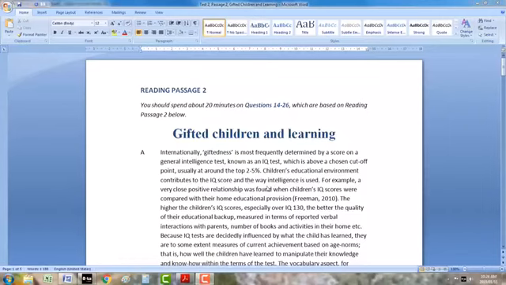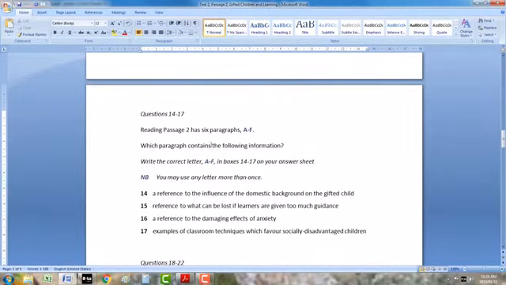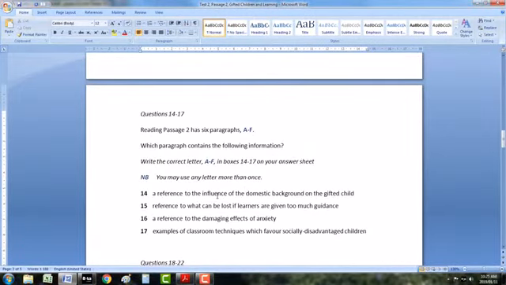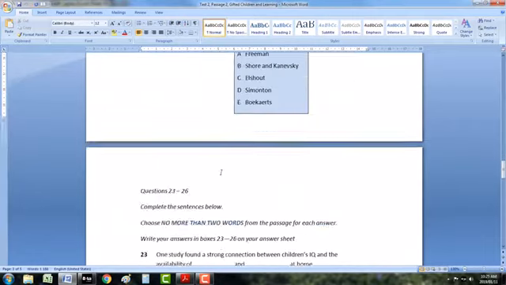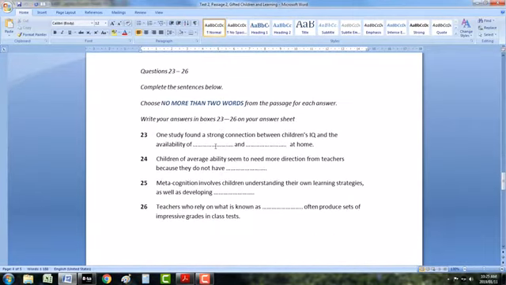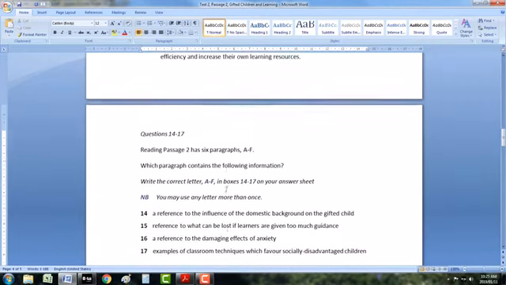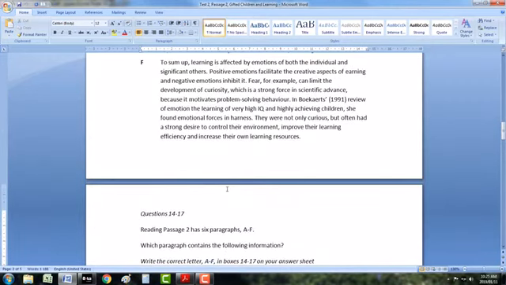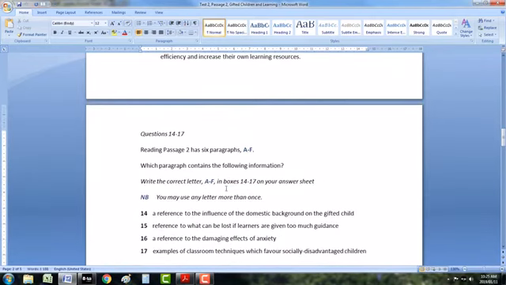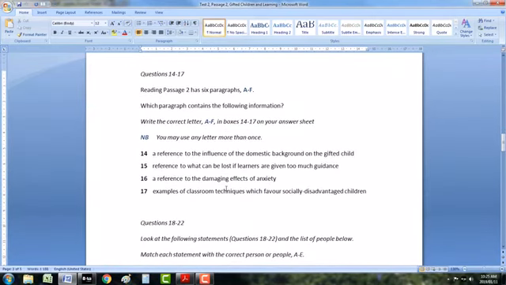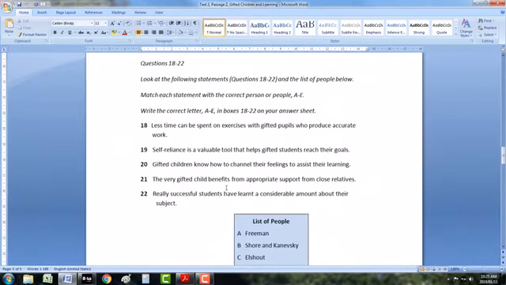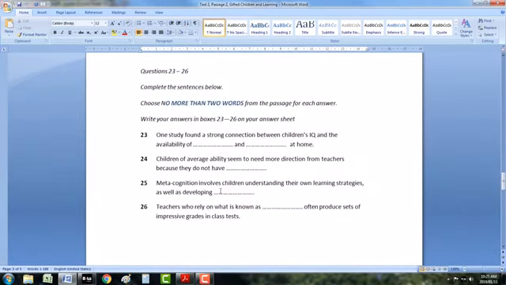Okay, reading passage 2, gifted children and learning. So let's see what we've got here. Matching paragraphs, matching statements, and some kind of gap fill, complete the sentence. Quite a very common combination of these three question types together. I just did Cambridge 13, and there's a lot of this in Cambridge 13, especially for reading 2 and reading 3. These three question types together: matching the paragraphs, matching the statements, and then some kind of gap fill.